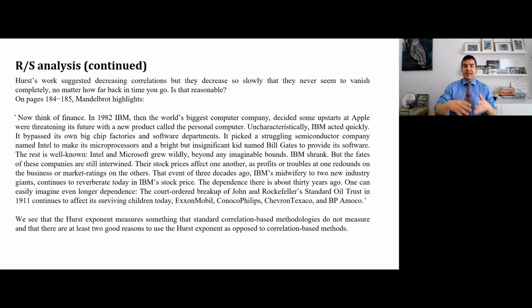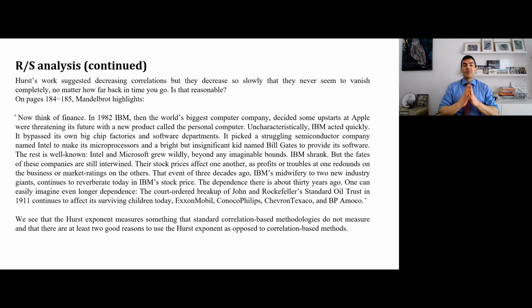The stock prices affect one another, as profits or troubles at one redound on the business or market ratings of the others. That event of 3 decades ago, IBM's midwifery to 2 new industry giants, continues to reverberate today in IBM's stock price. The dependence there is about 30 years old. One can easily imagine even longer dependence. The court-ordered breakup of John D. Rockefeller's Standard Oil Trust in 1911 continues to affect its surviving children today: ExxonMobil, ConocoPhillips, Chevron, Texaco, and BP Amoco.